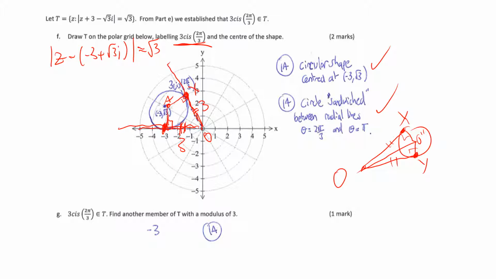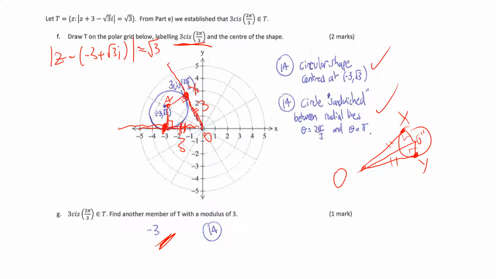So another member of T with a modulus of 3, the only other member on the circle with a distance of 3 from the origin, is the point where the radial line along the x-axis touches it at a singular point, and that's at -3. So hopefully, despite a bit of a hatchet job trying to explain that, that's the thinking behind why -3 must be a member of T with a modulus of 3.